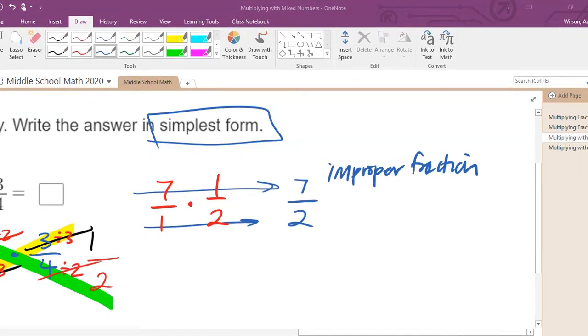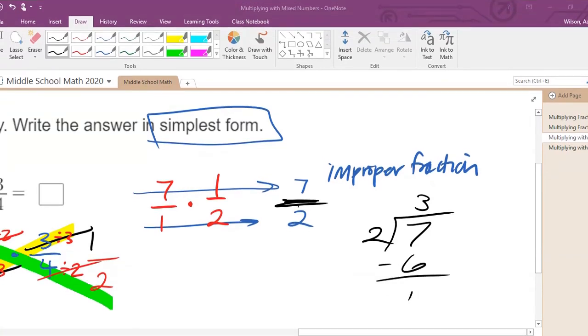And improper, that's when the numerator is larger than the denominator. Well, keep in mind this line means to divide. So we're actually going to do 7 divided by 2. 2 goes into 7 3 times. 2 times 3 is 6. 7 minus 6 leaves 1 behind, or 1 remainder.